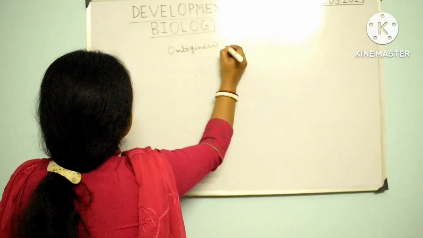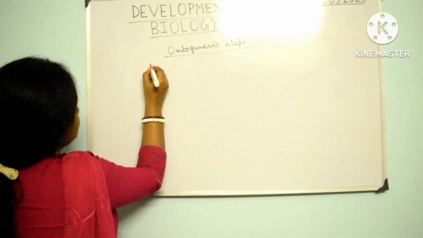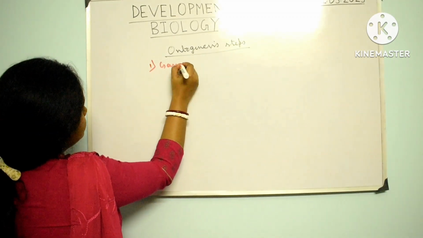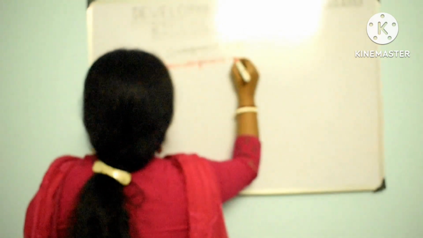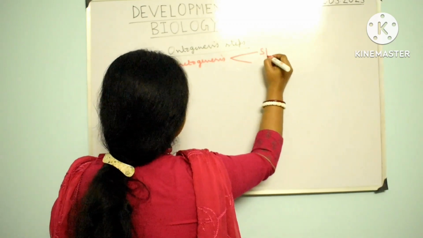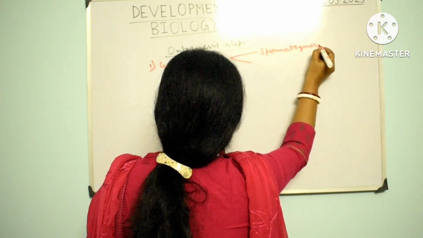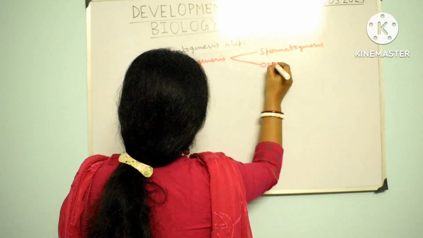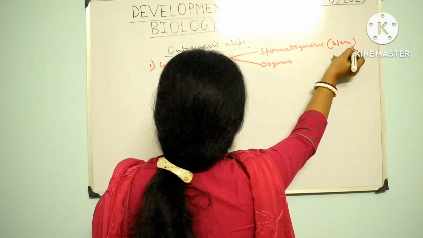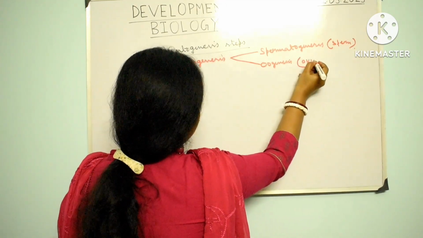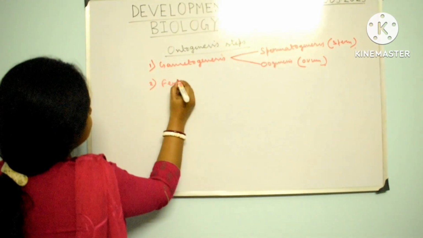Ontogenesis steps. The first one is gametogenesis, and gametogenesis is of two types, spermatogenesis and oogenesis. Production of sperm is called spermatogenesis and production of ovum is called oogenesis. The next step is fertilization.